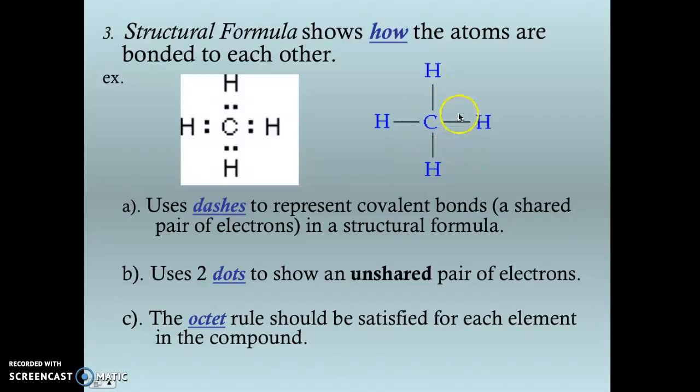We'll go over how you draw these and represent unshared electrons and talk about multiple bonds and all that kind of stuff. Now, when you draw these structural formulas, it's easy to double check your work. You want to make sure the octet rule, and remember, I use that word rule kind of lightly because there are exceptions to it, but the octet rule should be satisfied for each element in the compound.